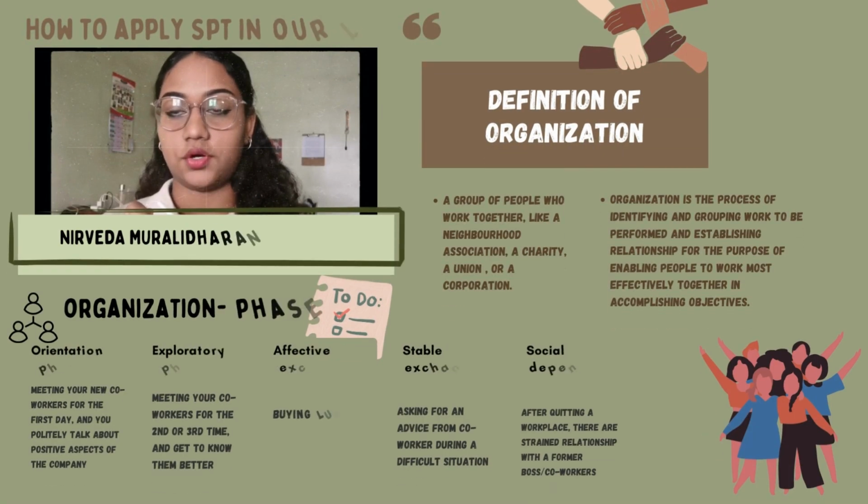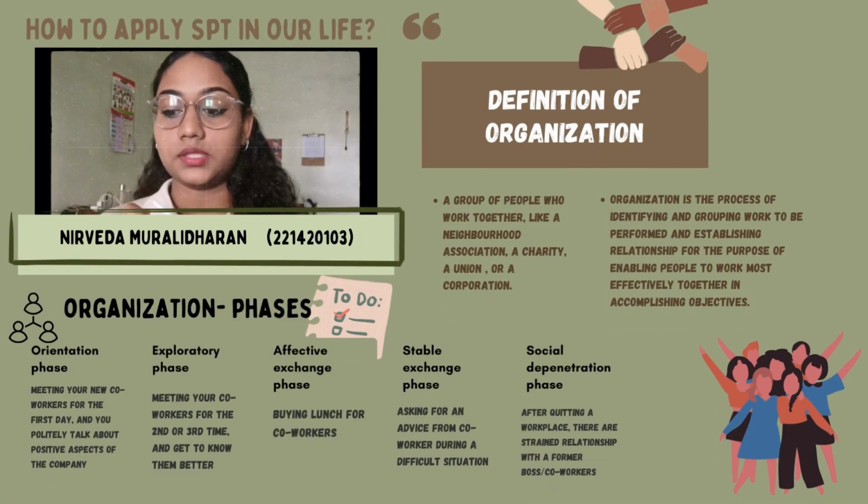The definition of an organization is a group of people who work together, like a neighborhood association, a charity, a union, or a corporation. Organization is the process of identifying and grouping work to be performed and establishing relationships for the purpose of enabling people to work most effectively together in accomplishing objectives. There are 5 phases in an organization.